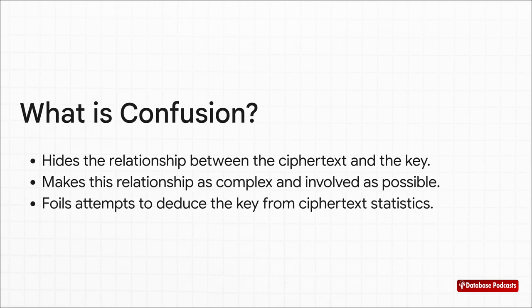Then you have confusion. And as the name suggests, it's all about making things confusing. Specifically, it's about hiding the key. The goal here is to make the link between the key you used and the ciphertext that comes out as complicated and tangled as possible. So every single bit of that final ciphertext should depend on lots of different parts of the key. That way an attacker can't just look at it and go, aha, I see a pattern here. This bit of the ciphertext must be related to that bit of the key. Confusion stops that dead in its tracks.